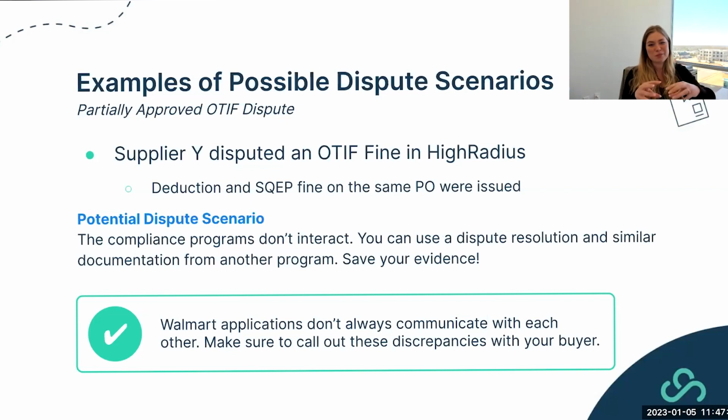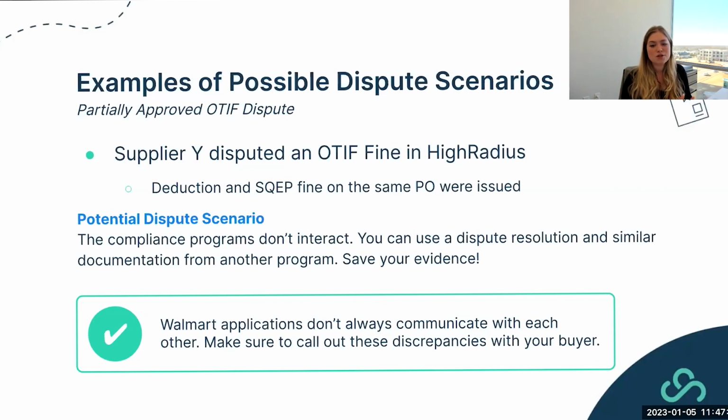Walmart is almost like triple dipping on the same PO, same issue. Because the compliance programs don't interact, you can have a dispute resolution in APDP, but you may not see the same result in something like HighRadius for OTIF. There's no communication for that. One thing you can do though is send that information on your AP deduction, or whatever compliance program actually got the deduction paid back. Use it as evidence. Just see if that's something that they're going to accept.